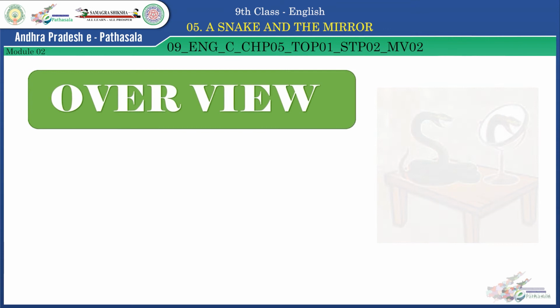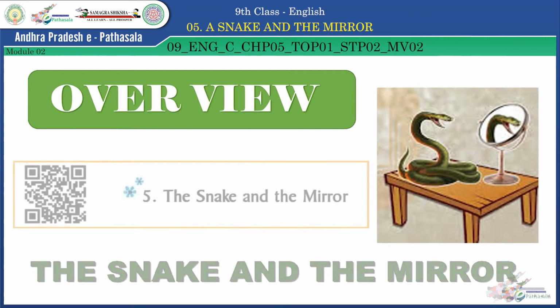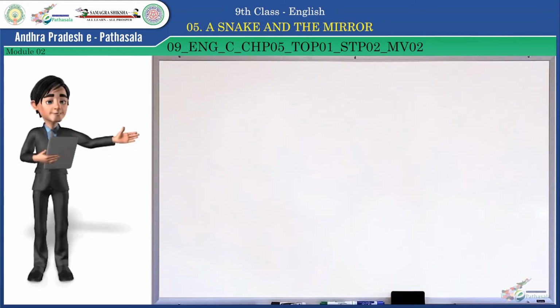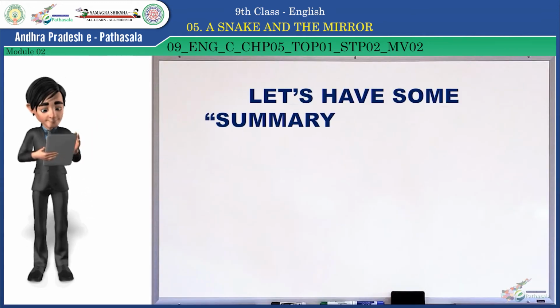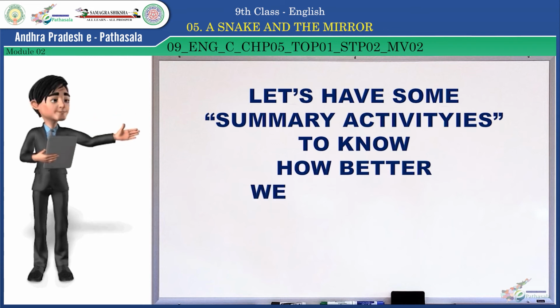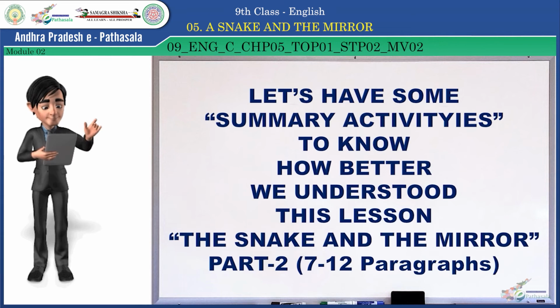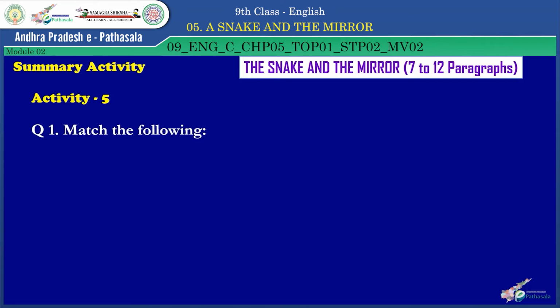And now, students, as per the overview, we are in the third part and the reported speech is finished. My dear children, let's have some summary activity to know how well we understood this lesson. Snake and the Mirror, Part 2, 7 to 12 paragraphs. You have to match the words of direct speech with the words of reported speech. Let's see the examples here.